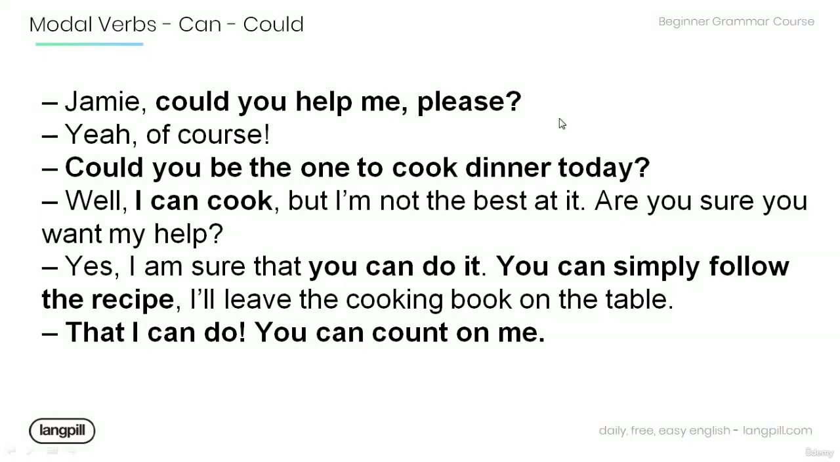Jamie, could you help me, please? Yeah, of course. Could you be the one to cook dinner today? Well, I can cook, but I'm not the best at it. Are you sure you want me to help? Yes, I am sure you can do it. You can simply follow the recipe. I'll leave the cooking book on the table. That I can do. You can count on me.